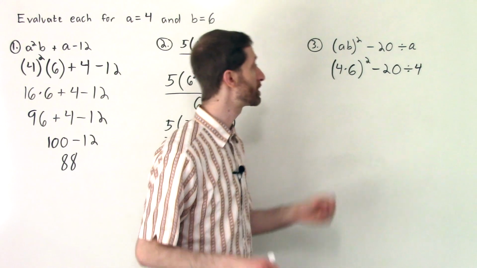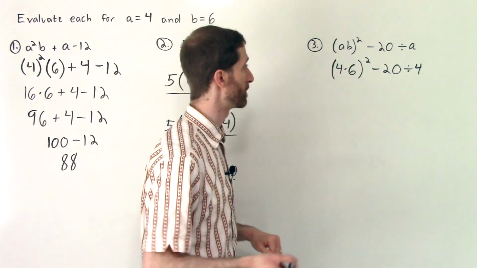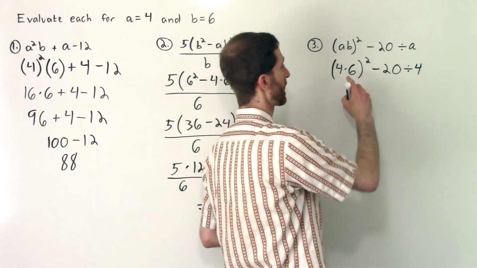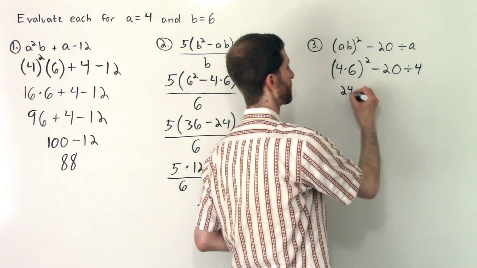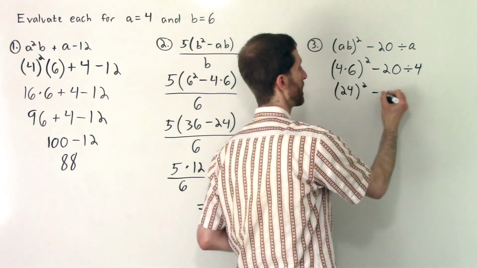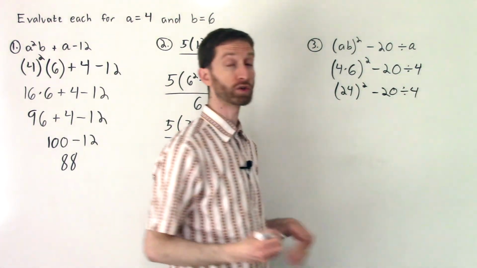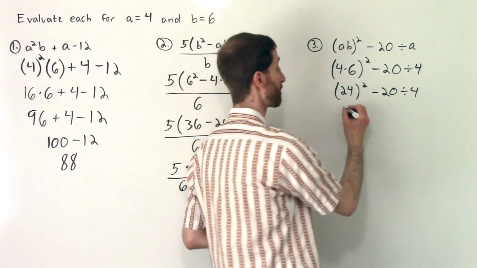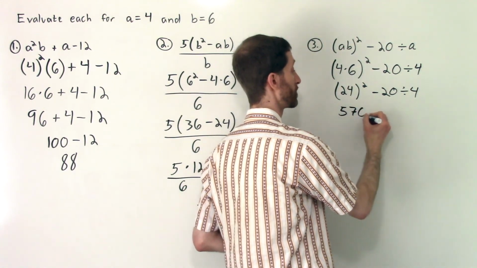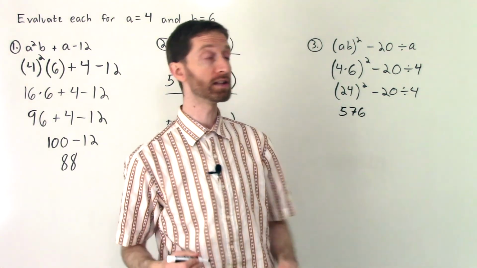And last but not least, we'll use the order of operations on this evaluated piece. Everything inside the parentheses is 24, 4 times 6, squared, and then copy everything else. From here, we've got 24 squared. Exponents come next. That's 576. No shame in using a calculator on that one if you need to.